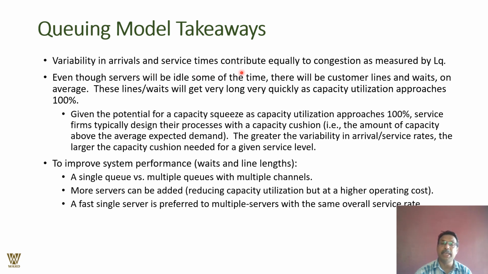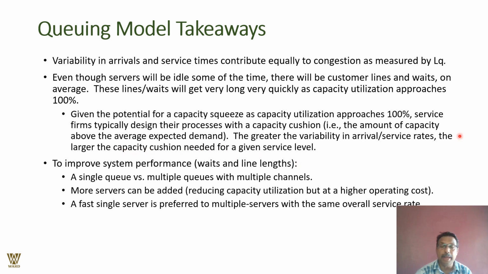Variability in arrivals and service time contribute equally to congestion as measured by LQ. Even though the service will be idle for a certain period of time, there will be customer lines, there will be waiting on average. These lines, or should I say waits, will get longer and longer, very quickly, as capacity utilization approaches 100%. Given this potential, as capacity utilization approaches 100%, service firms typically design their process with a capacity cushion. That is the amount of capacity above the average expected demand. The greater the variability in arrival or the service rate, the larger the capacity cushion needed for a given service.